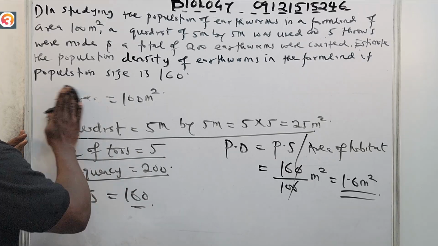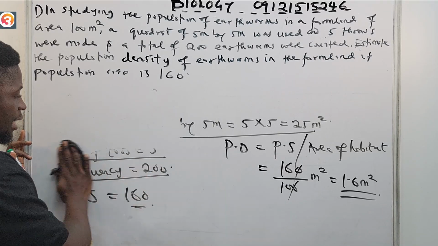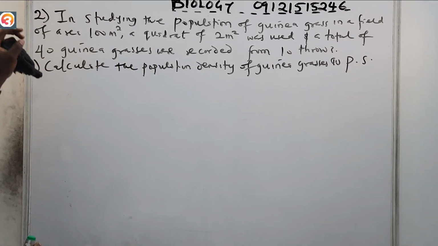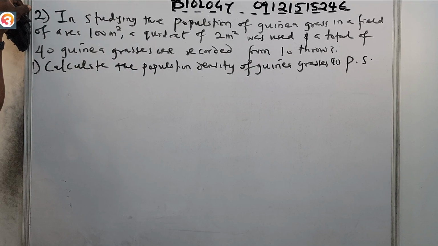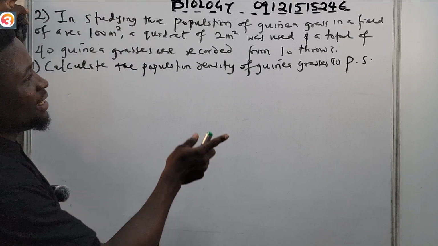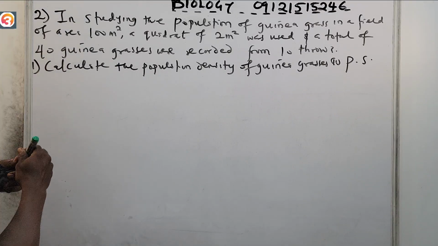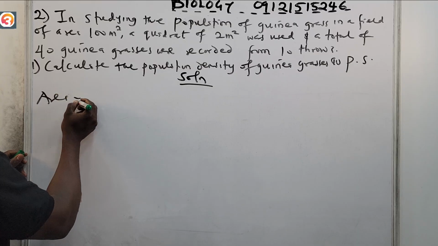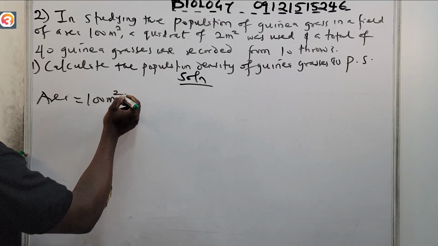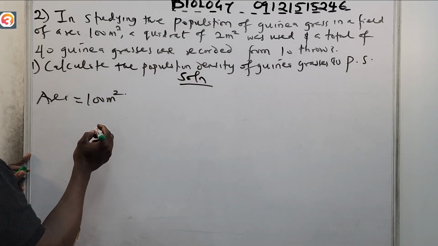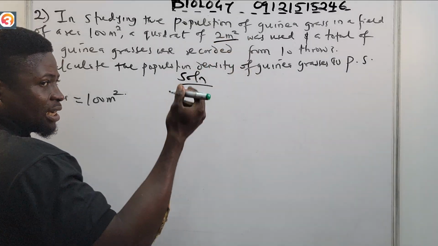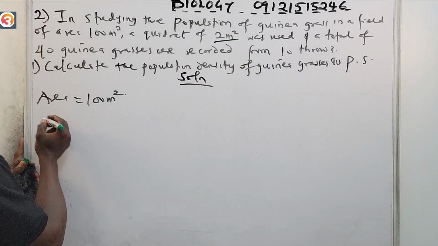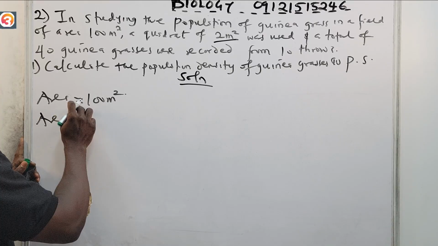Now let us fast forward this part and see the second question quickly. All right, guys, welcome to the second question. We're given a question that said, in studying population of guinea grass in a field of area, we're given area to be 100 meters square. They are giving the area of quadrat also, which is 2 meters square. It means a length multiplied by a length, so you have meter square as units. So area of habitat is 100 meters square.